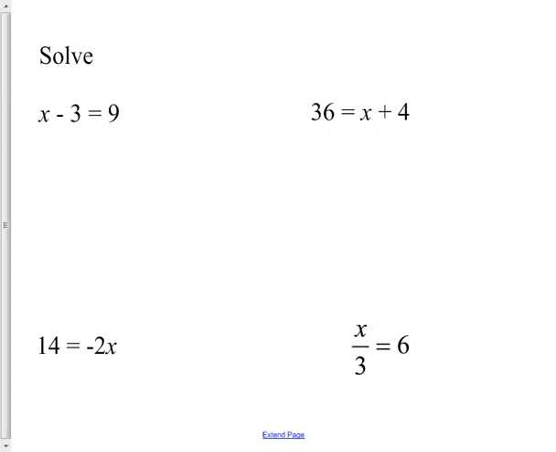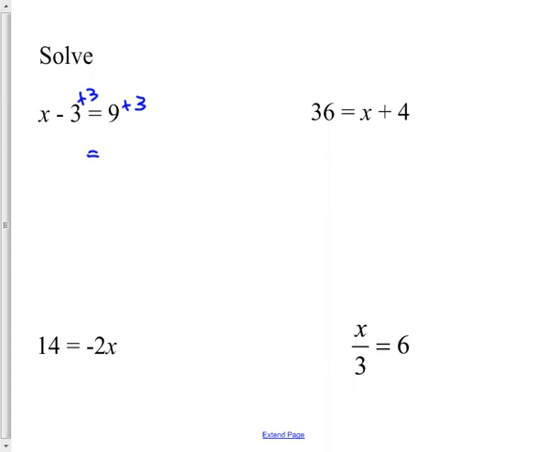So in the first one, the variable x, we subtract 3 from it and we get 9. So what's the opposite of subtracting 3? Well, the opposite of subtracting 3 is adding 3. So I add 3 to both sides. And I want to keep this equal sign right in the middle.